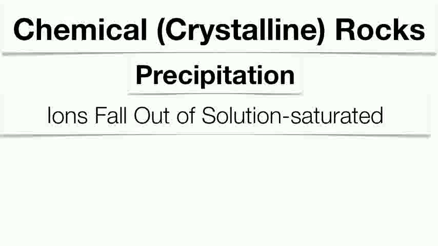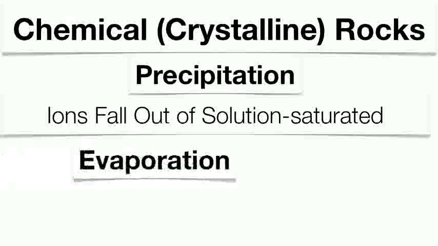If there's too much of an ion trying to dissolve itself, eventually it's going to fall to the bottom of a lake or a stream, or maybe an ocean or a sea. Eventually all those ions will crystallize into rock. That's what we call precipitation. Those rocks are called precipitates.